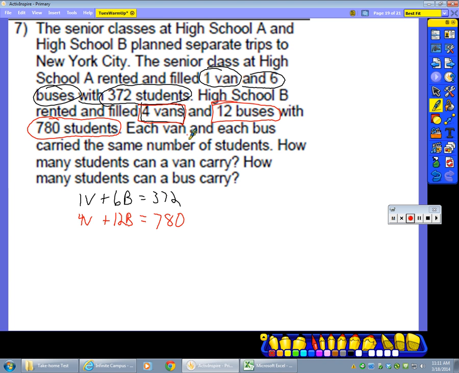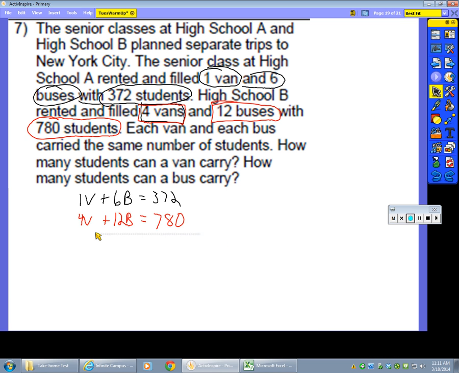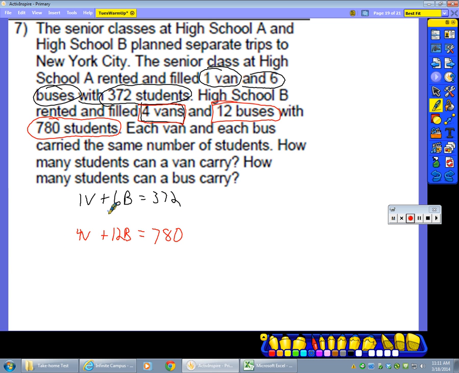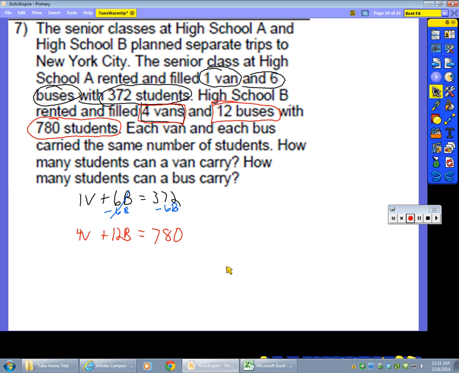So now you can solve this any method. You could use substitution or elimination. I've been going back and forth with different ones, so I'm going to solve this one using substitution. It doesn't matter, you're going to get the same answer no matter what. So I can subtract 6b on both sides. I'll stick with my uppercase B.